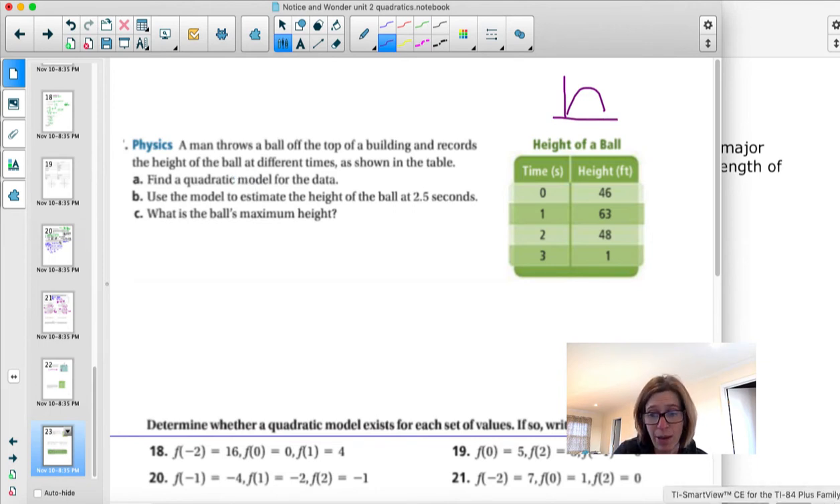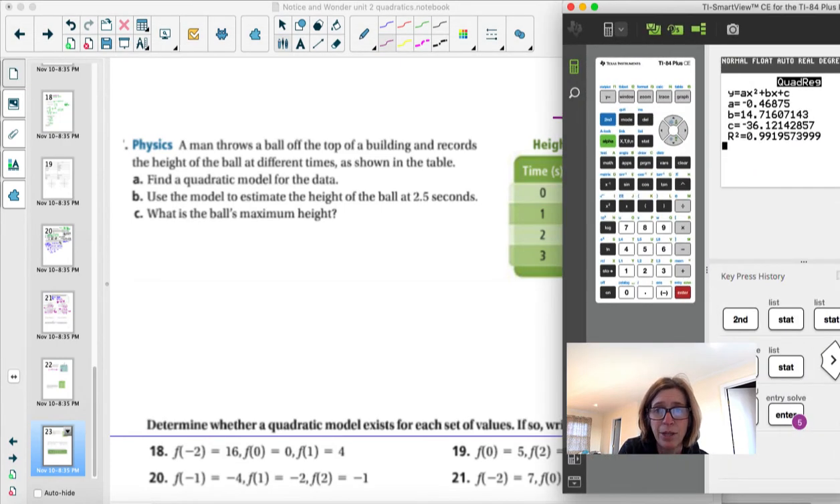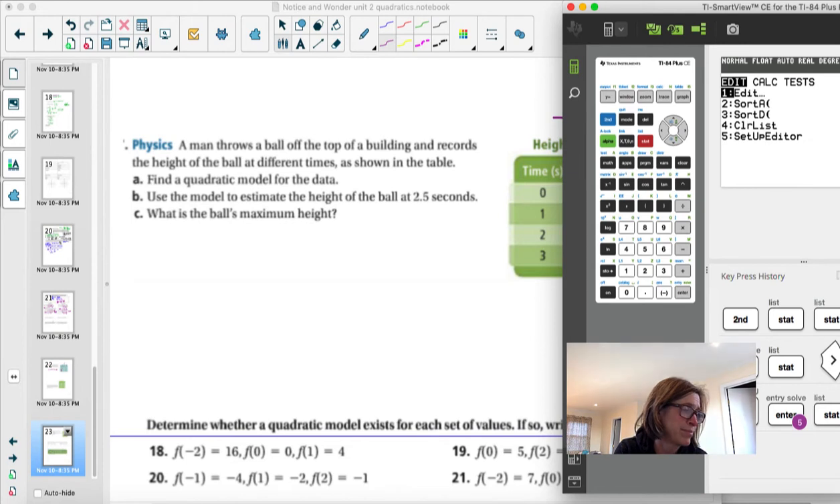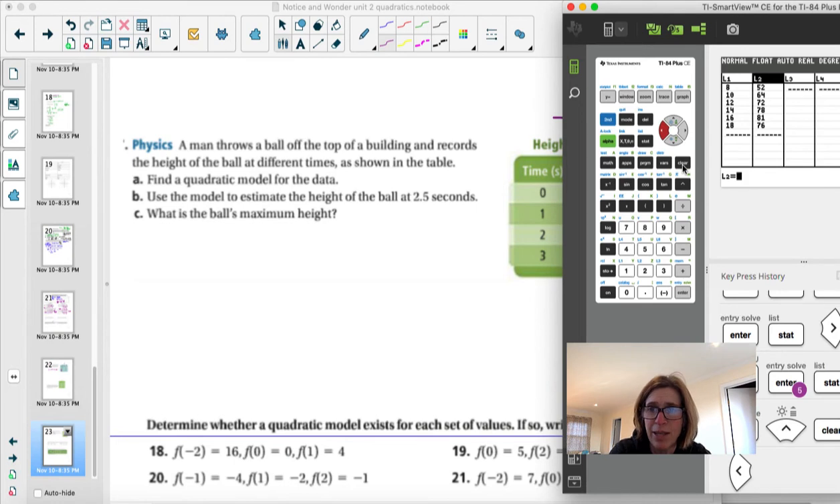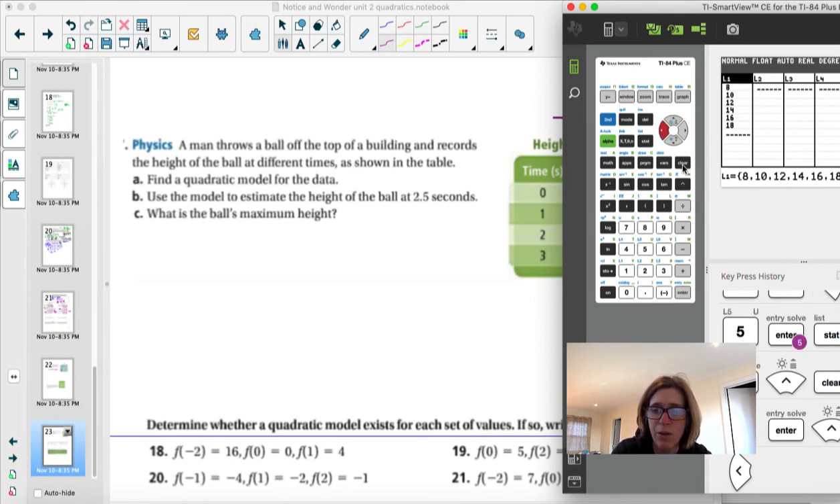Okay, so I'm going to grab the calculator again, and I'm going to go to stat, and I'm going to go to edit, and I'm going to clear out. I'm going to go up to L2, and I'm going to press clear. Don't press delete. Remember, we talked about that. And once you press enter, it'll go away. And then I'm going to go over here and I'm going to press clear. Don't press delete and press enter.